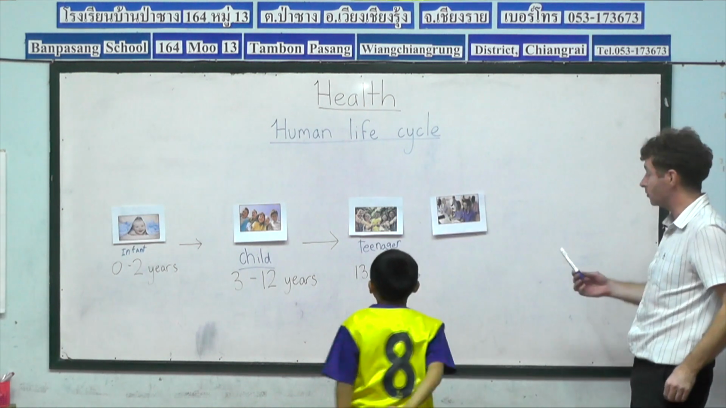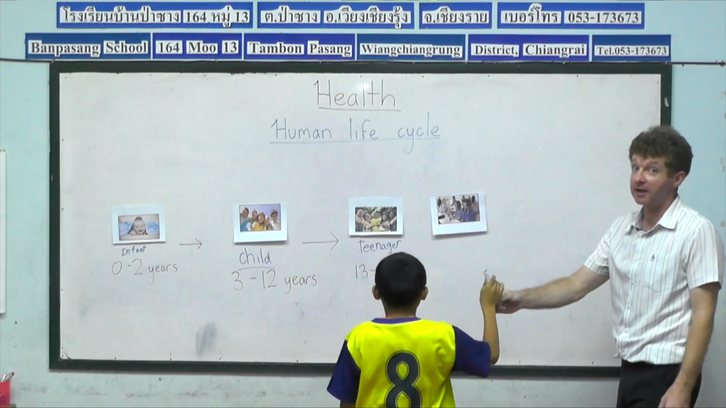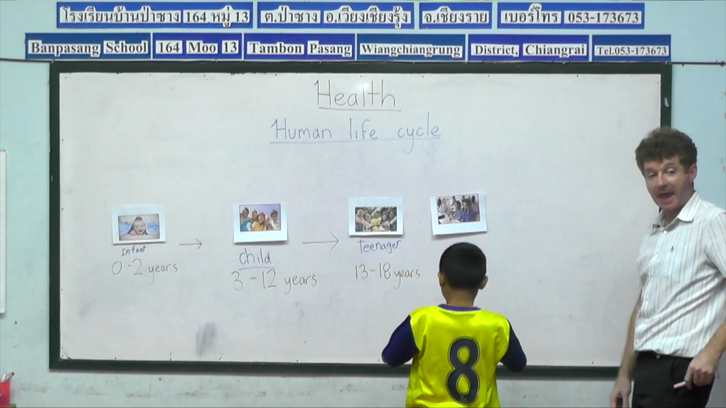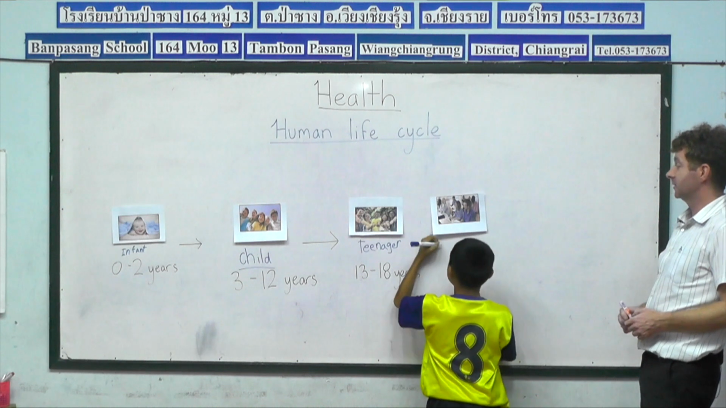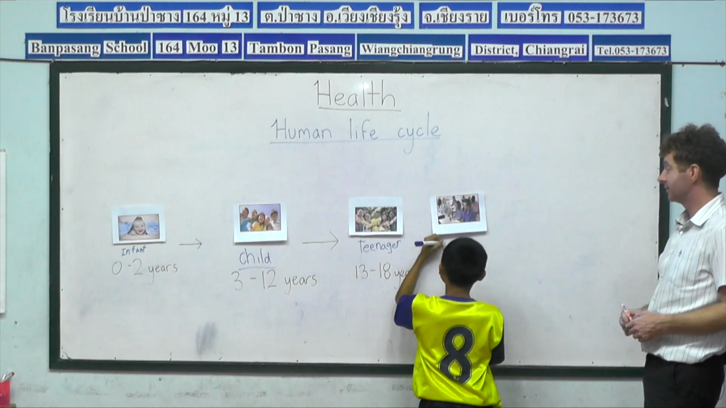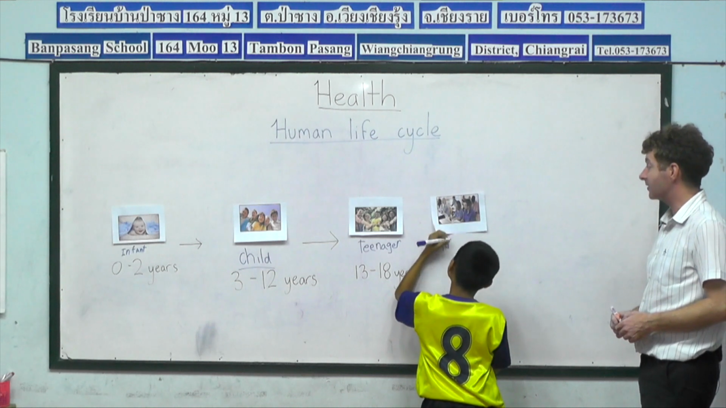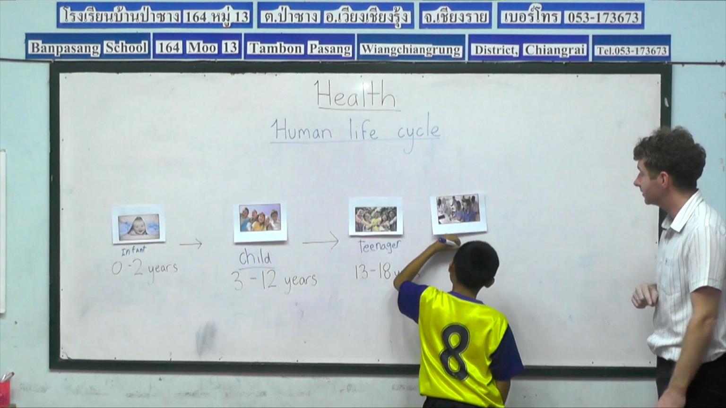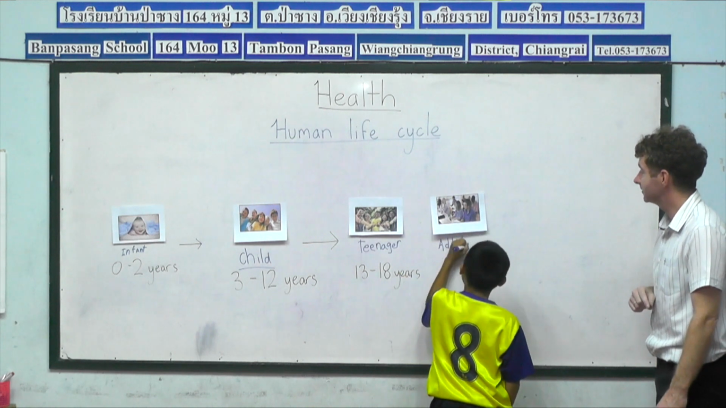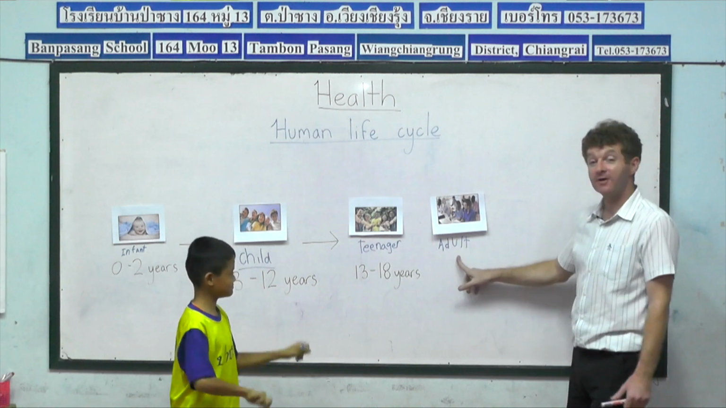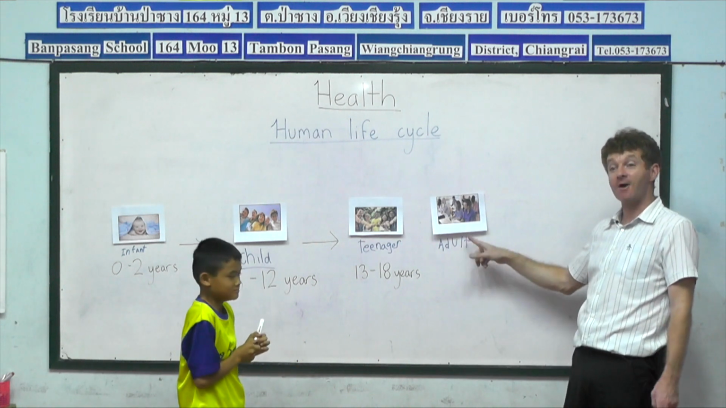Perfect. And now, Chu, can you write the phrase or the word adult underneath? A-D, excellent, Chu. U. Perfect. L-T. Chu, that's excellent. Well done. So, Chu has correctly written the next stage in our life cycle.